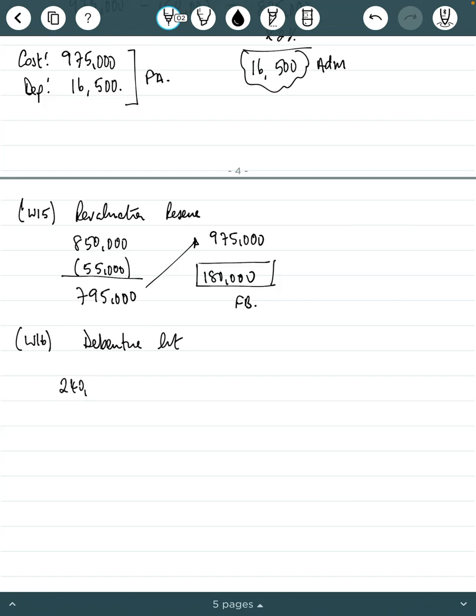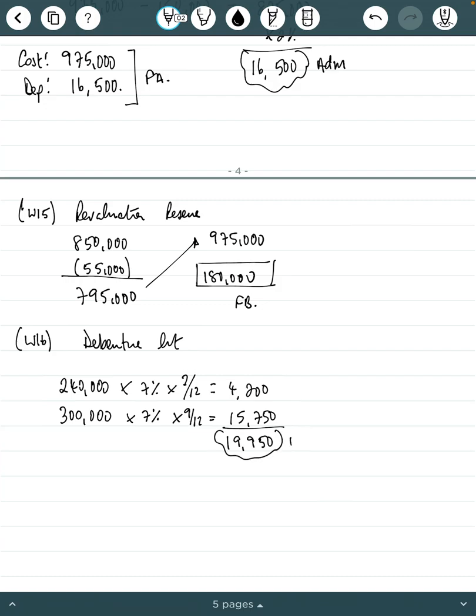It was 240,000 by 7% by 3/12, which we worked out already, which was 4,200. Then it was 300,000 because of the increase, at 7% for the remainder of the year, which was 9/12. That was 15,750 euro. You add those two together, that's 19,950 euro, and that is your interest expense for your debenture. Now, in this question, we've already paid 4,200, so the outstanding amount due is the 15,750, and that is a current liability.